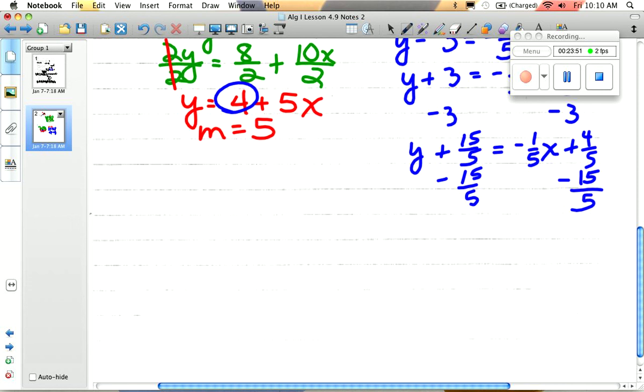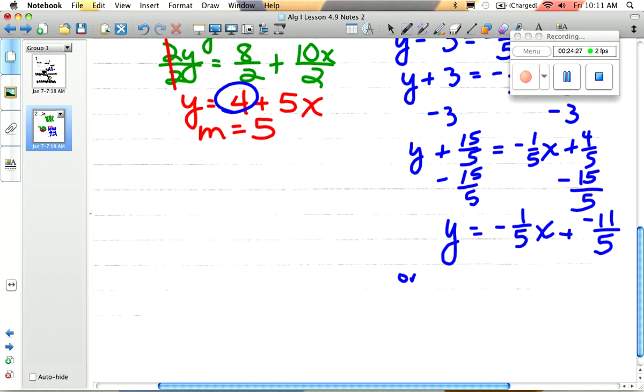So y is now by itself, -1/5 x. If you have a positive 4/5 and you take 15 fifths away from it, what do you have? Okay, they have the same denominator, folks. We can just combine their numerators. Don't stare at me like this is the end of the world. 4 take away 15 is -11. And those are fifths. So we might see our answer written like that.